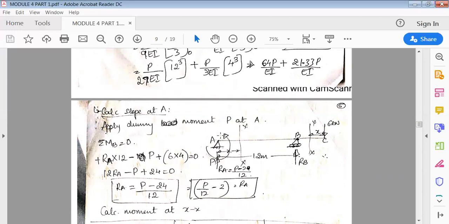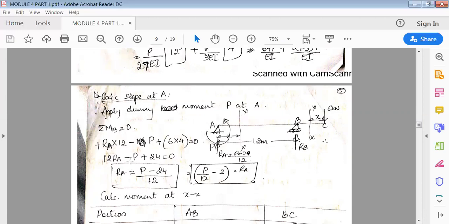The idea of drawing this moment is that in span AB, if there is a load acting, it tries to push the beam downward. To stop this, this moment will act upward. It will push it back. So I've shown this like this, anti-clockwise. So RA into 12, then this is the anti-clockwise moment, minus P, plus 6 into 4, is equal to 0. So solve this and you'll get 12 RA minus P plus 24 is equal to 0. Again, you don't know the value of RA, so keep it as it is.